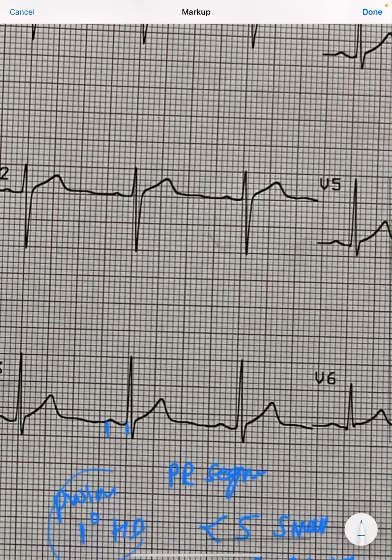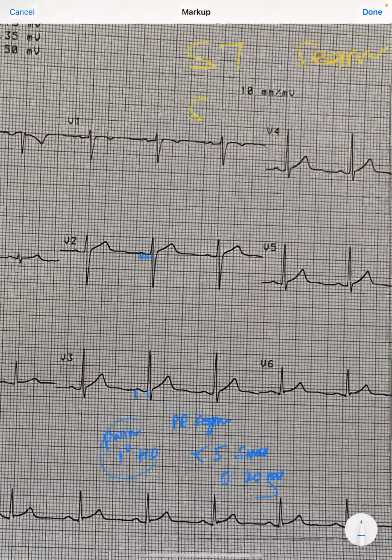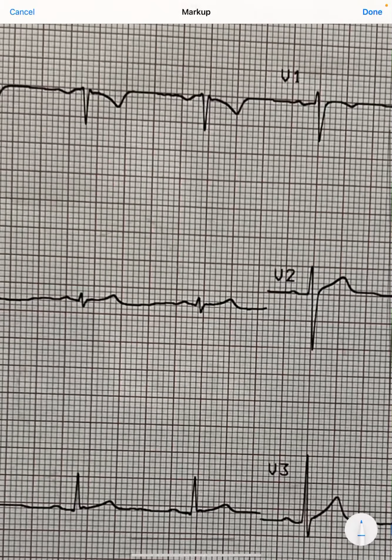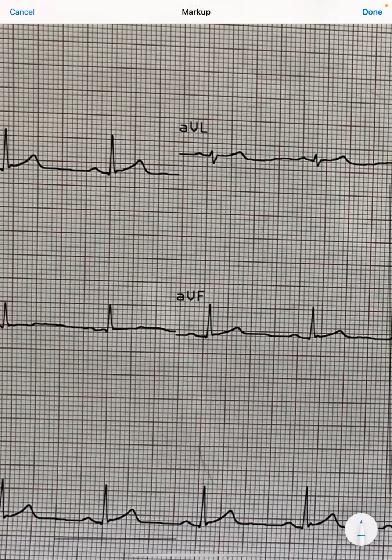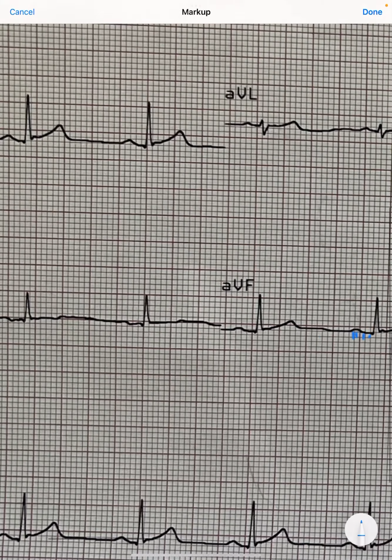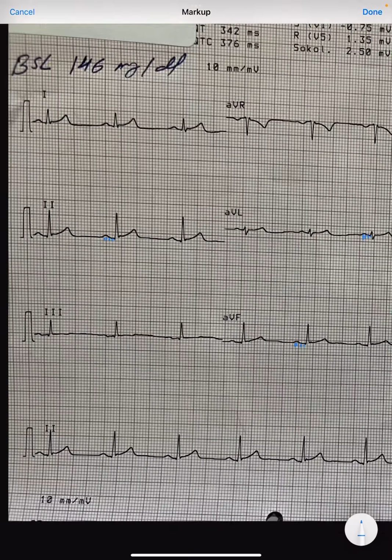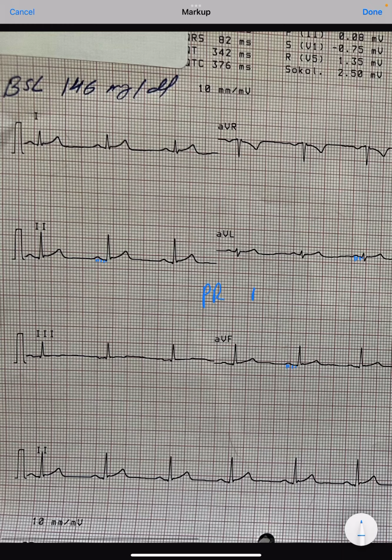In here it is the same: there is one small box, two, three, and 3.5. So here it is 3.5, here it is around 3 small boxes, here it is around 1, 2, and 2.5. Here also it is 1, 2, and 3. So most of the time it is hardly 3.5 to 4 small boxes, meaning the PR is perfectly normal, there is no block.